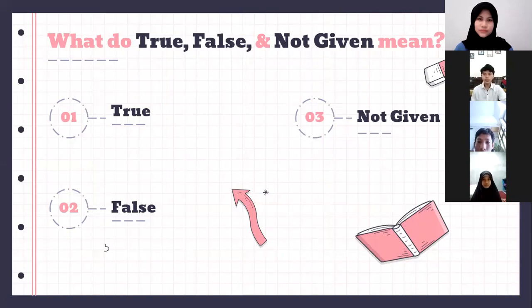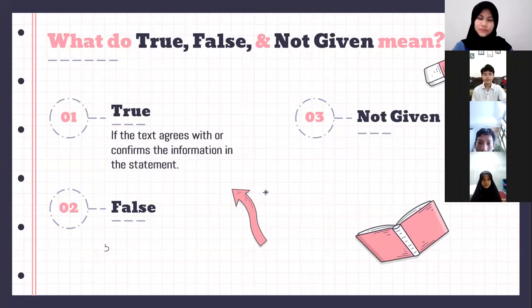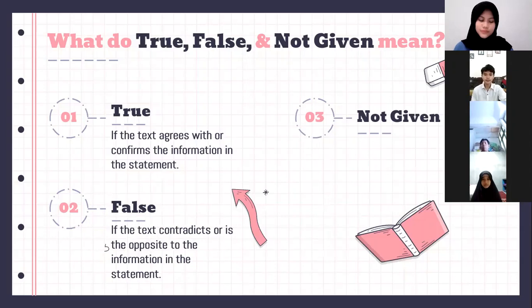What do true, false, and not given mean? The most important thing to remember is what the words true, false, and not given actually mean. First, true. If the text agrees with or confirms the information in the statement, it's true. False. If the text contradicts or is the opposite to the information in the statement, it's false. And the last one, not given. If there is no information or it's impossible to know, the answer is not given.